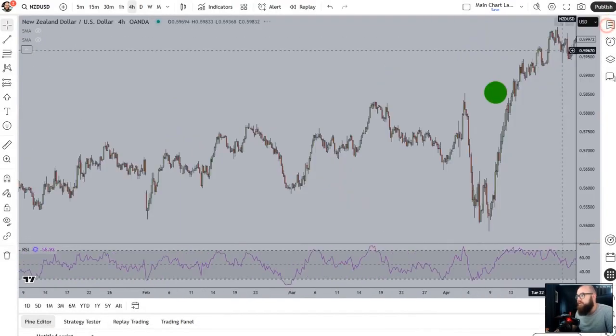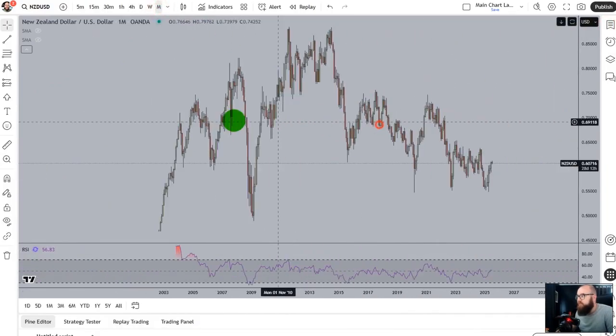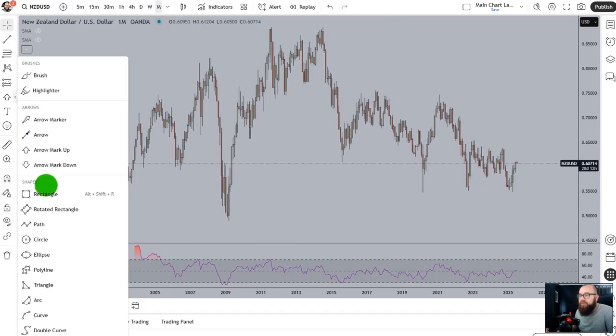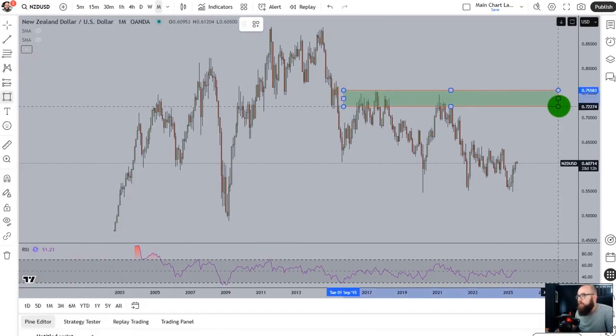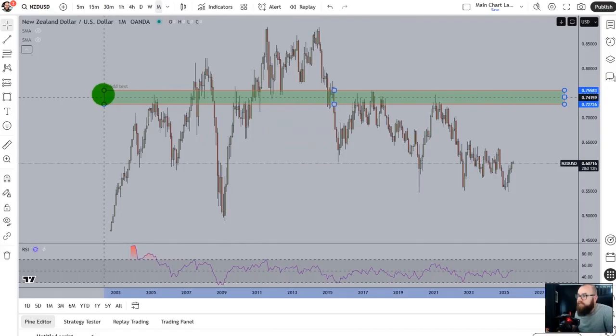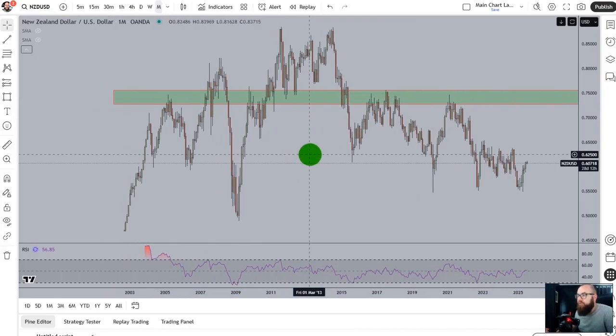Let's have a look at New Zealand dollar, US dollar. I like this monthly chart that we were looking at. This horizontal resistance here that we marked, I think it was the first one we marked in this video, horizontal resistance. If we actually bring it back to the beginning, you'll see that it was resistance over here, resistance here, support, resistance, resistance. This is a real crucial area to watch.